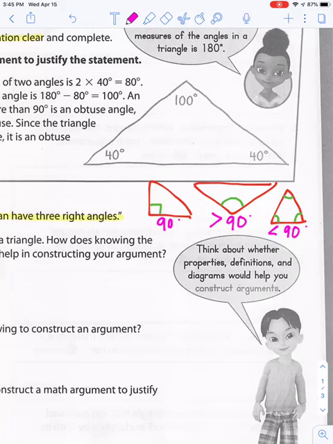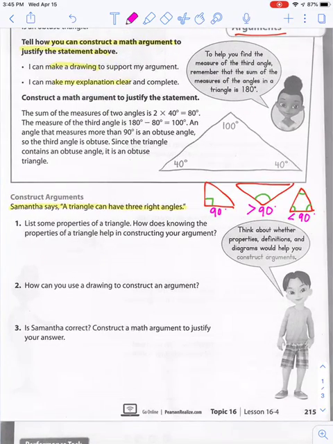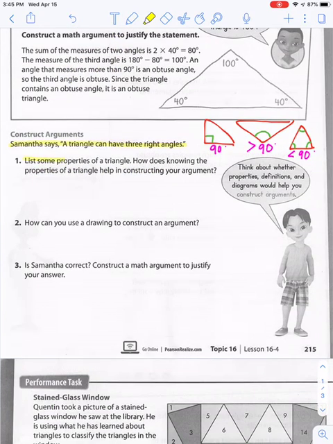So if we want to come back and talk to our friend Samantha, we're going to use our facts to back this up. It says list, oh wait, we're doing evens. Okay, but you're going to be doing this one, listing some properties of a triangle. Number 2 says, how can you draw to construct an argument?